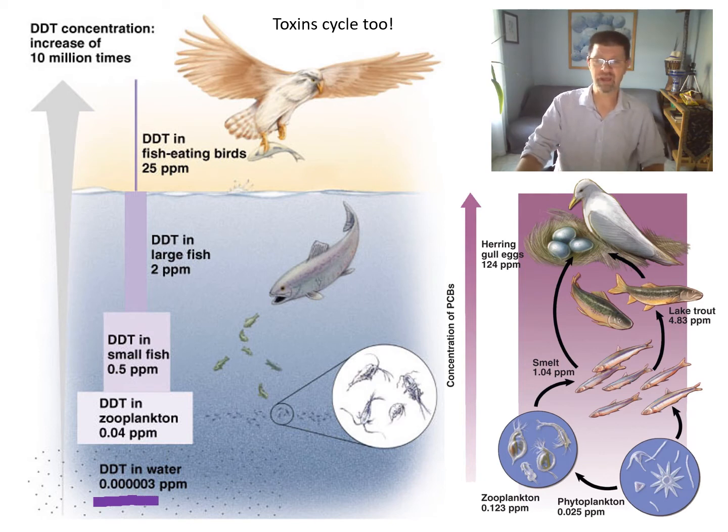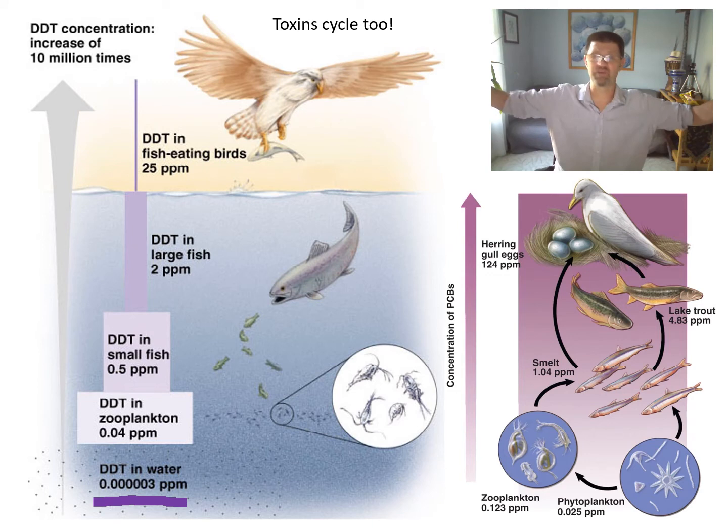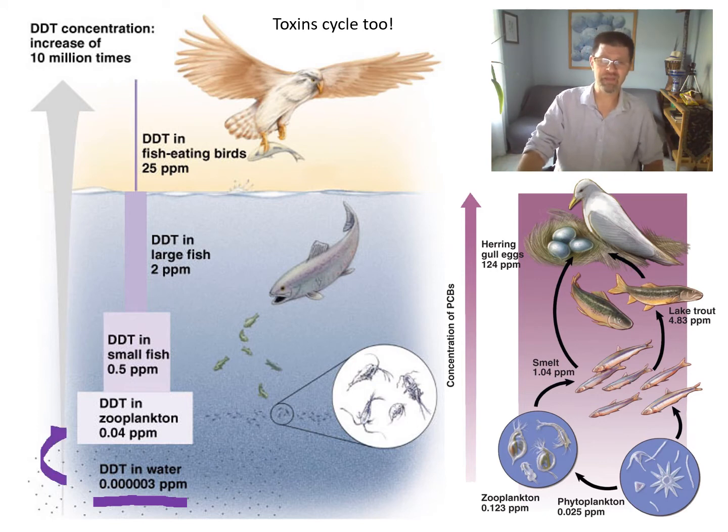So anyway, DDT at 0.000003 parts per million in the water. And that's from pesticides that were sprayed on crops. It made its way into the water, but it's not very concentrated. Not something to get concerned about. But the zooplankton pick it up, and then they concentrate it to 0.04. And then the small fish eat them, and then it's concentrated to 0.5. Then the larger fish eat them, and it's concentrated to 2 parts per million.